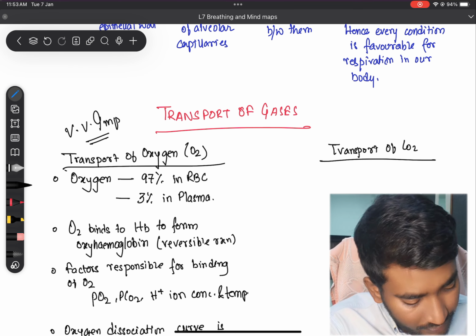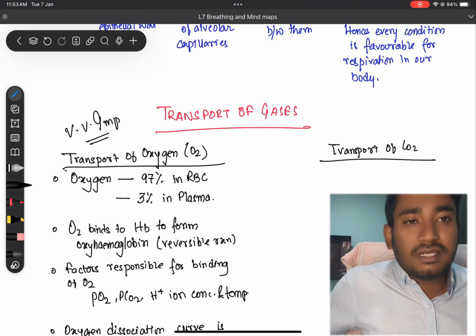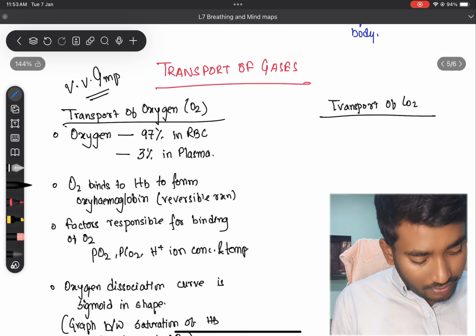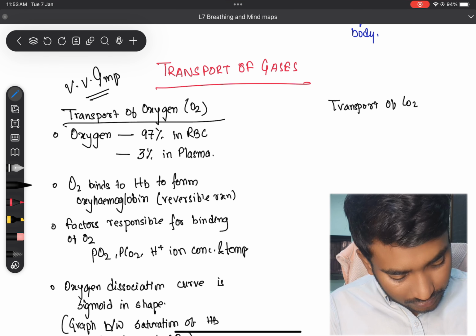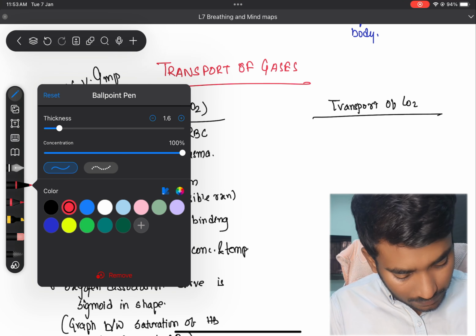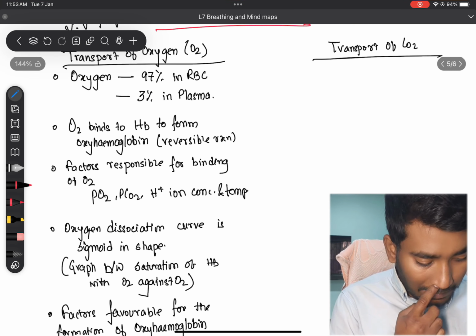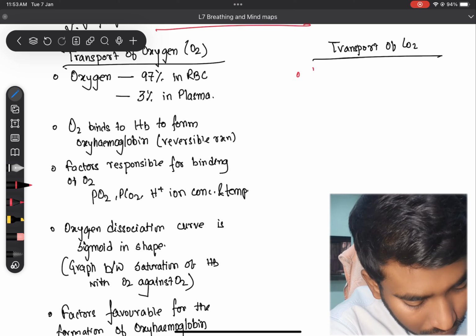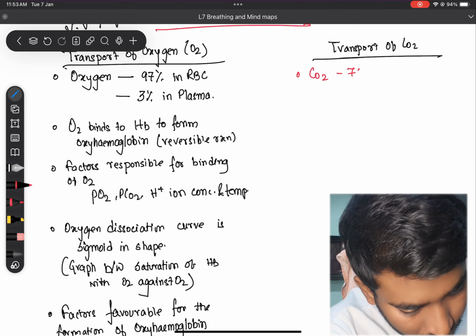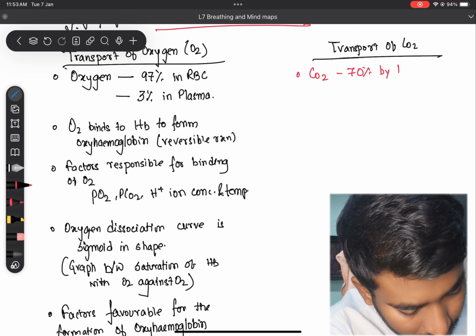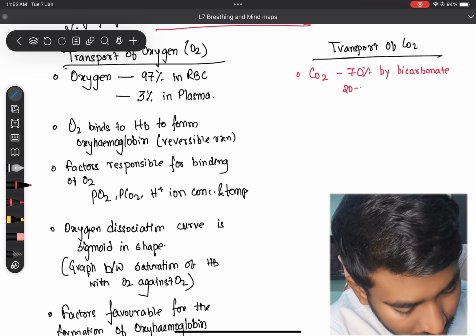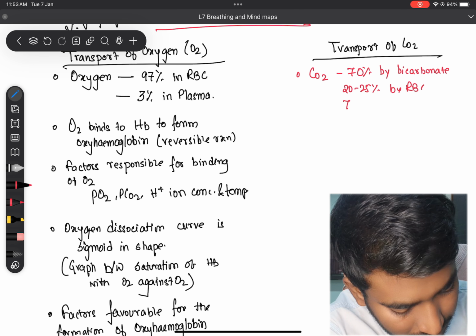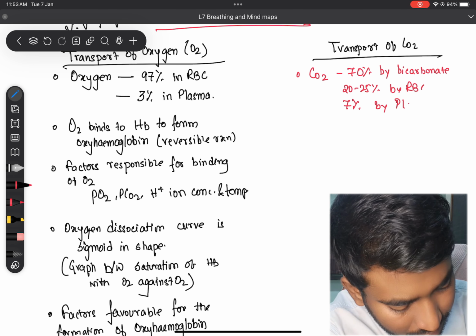See, in the transport of carbon dioxide, CO2 is carried 70% as bicarbonate, 20 to 25% by RBC, and 7% by plasma.